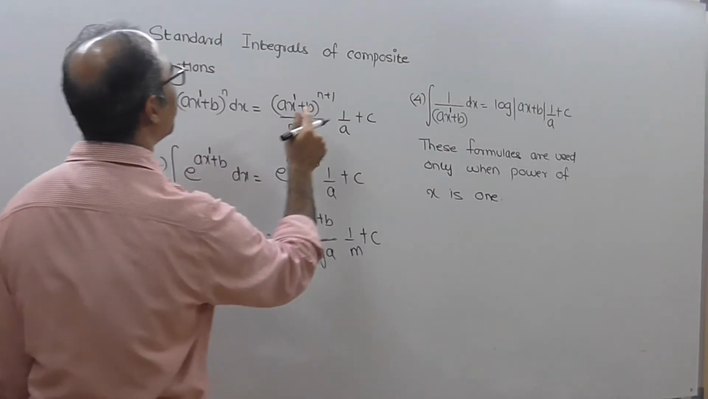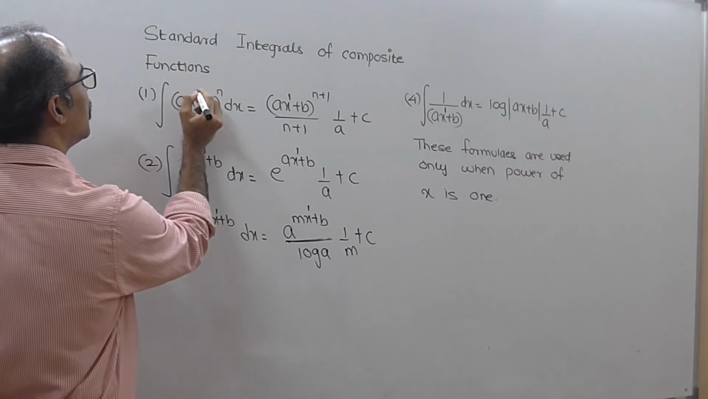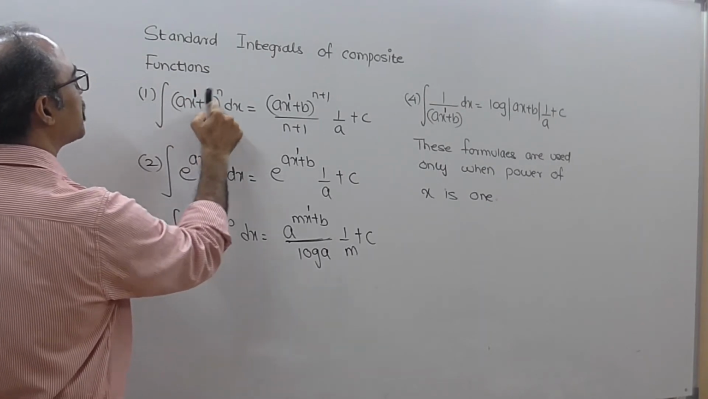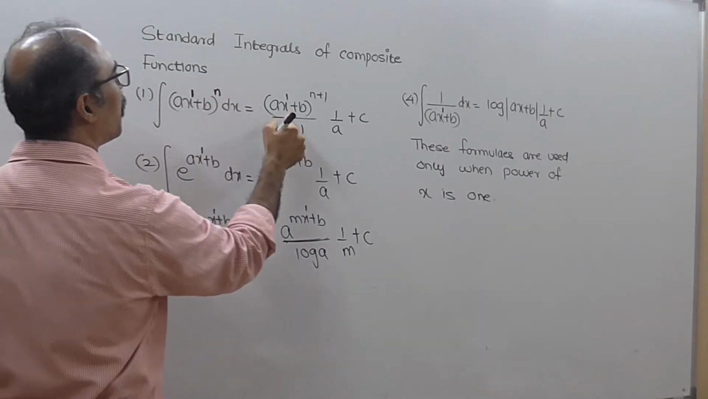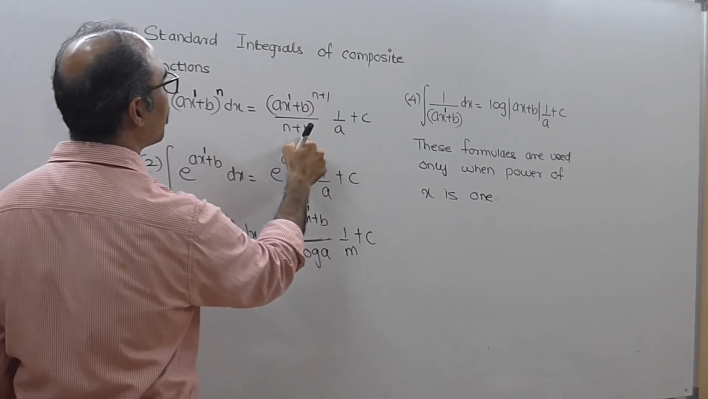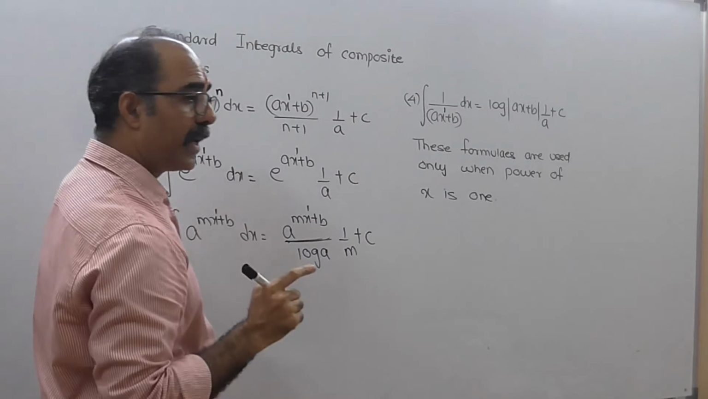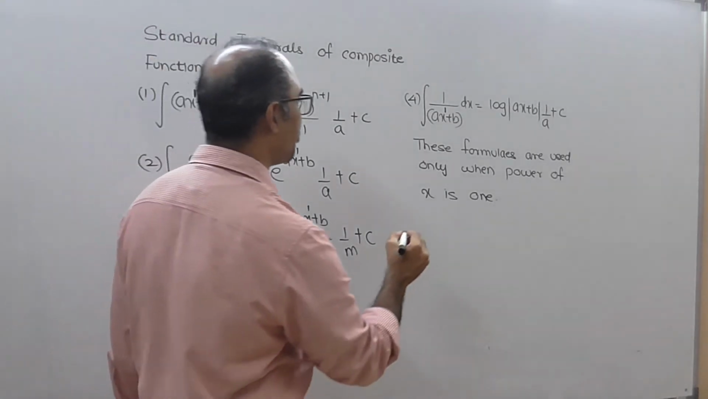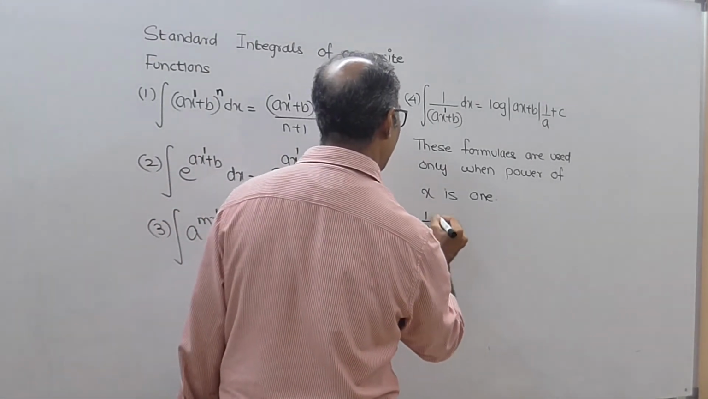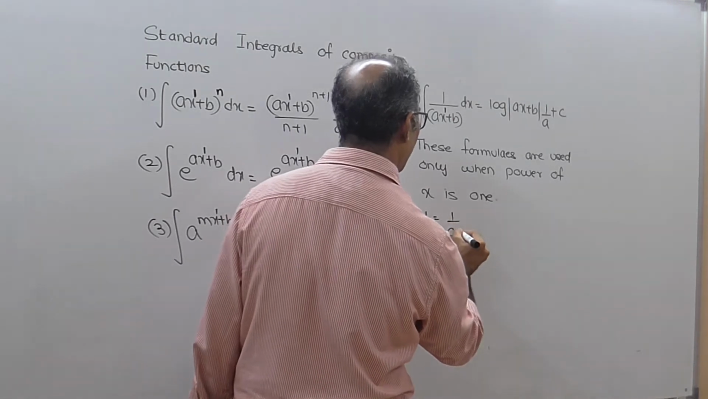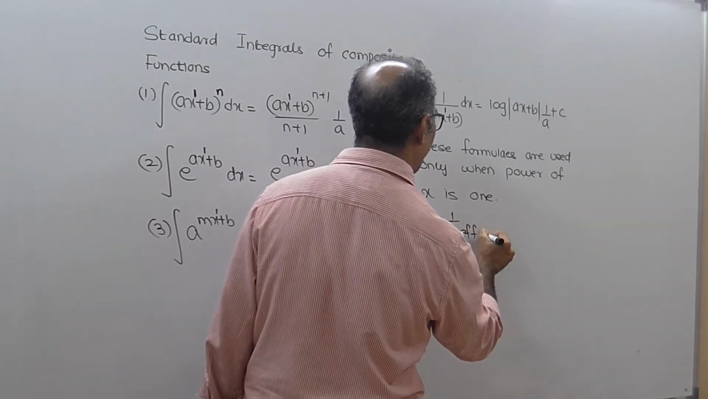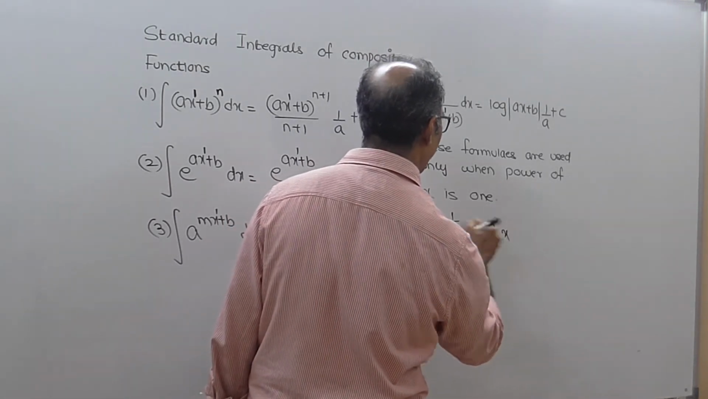Next is integration of composite functions. That means ax plus b raised to n. The formula is ax plus b raised to n plus 1 upon n plus 1 multiplied by 1 upon a. 1 upon a is nothing but 1 upon coefficient of x. So 1 upon a is equal to 1 upon coefficient of x.